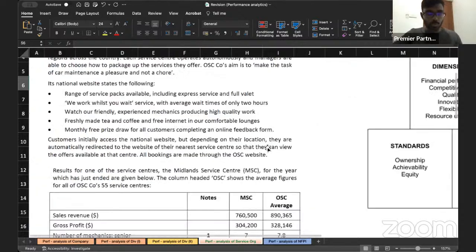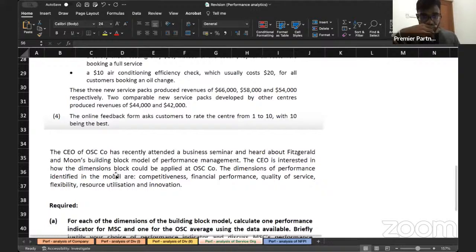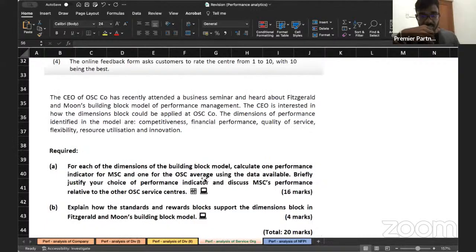So here, for each of the dimensions, calculate one performance indicator for MSC and one for OSC average using data available. Briefly justify your choice of performance indicator and discuss MSC's performance relative to OSC service standards. So you need to come up with a performance metric, justify why you have come up with it, and discuss performance.